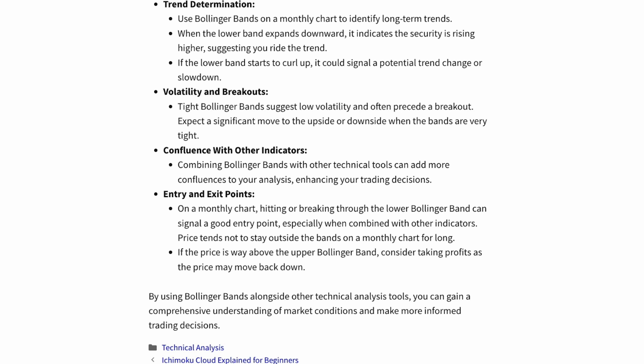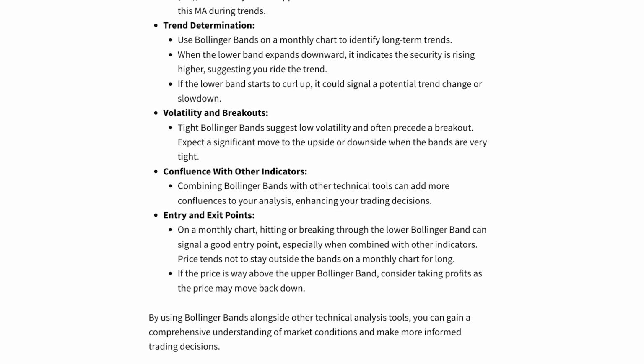And then just some entry and exit points on a larger scale, a monthly chart. Hitting or breaking through the lower Bollinger Band on a monthly chart could signal a good entry point, especially when combined with other indicators. The price tends not to stay outside of the bands for a long time, and we'll show some examples of that. And then if price is way above the upper band, then consider potentially taking profits. Price might move back down a little bit. So those are the key insights.